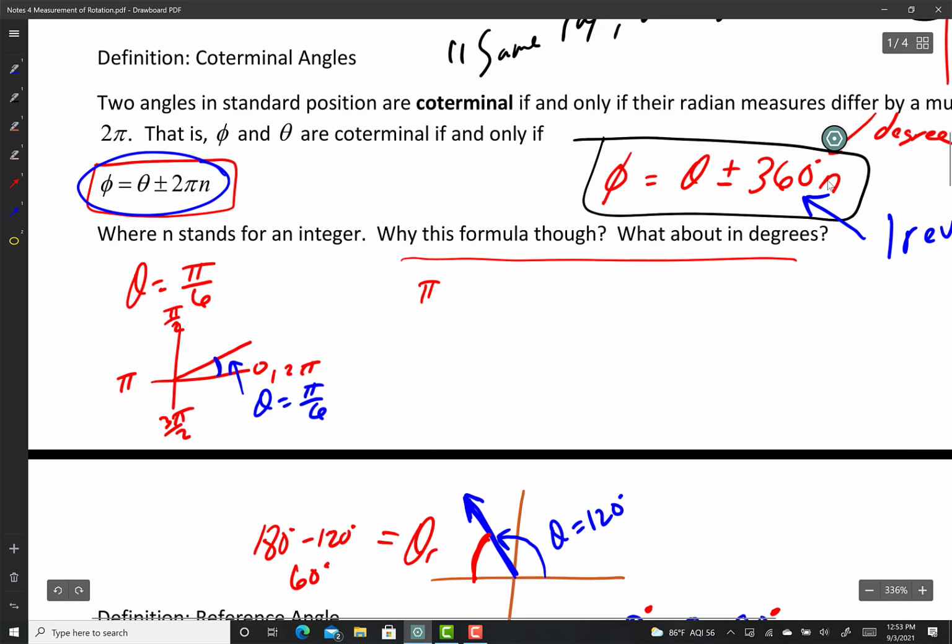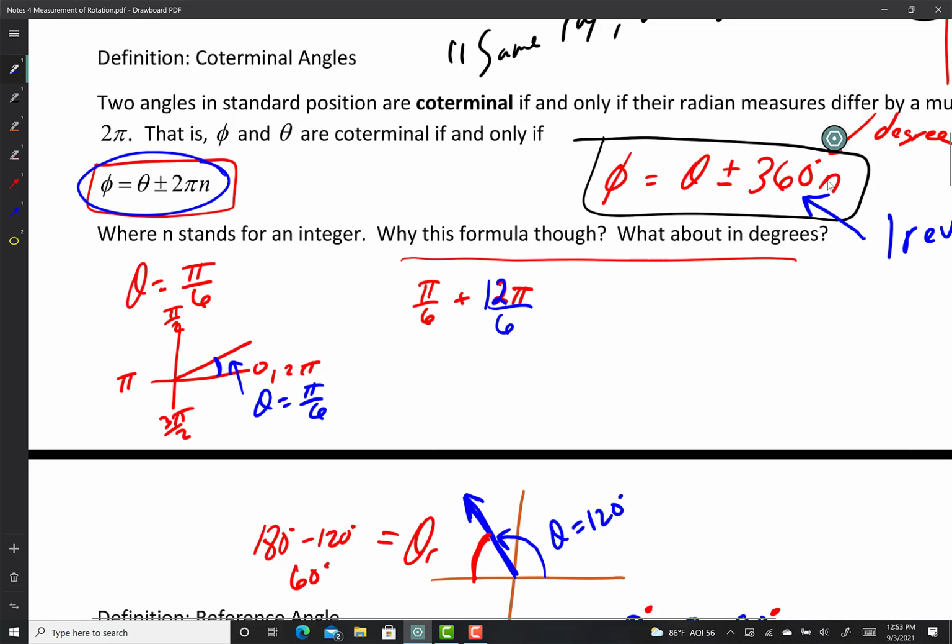So I'm going to take that pi over 6. I'm going to add 2 pi. Chavez, I don't know how to add 2 pi. Yeah, you do. You put a 6 in the bottom. You turn the top to a 12. 12 divided by 6 is 2, and there's still a pi there. Does that make sense?